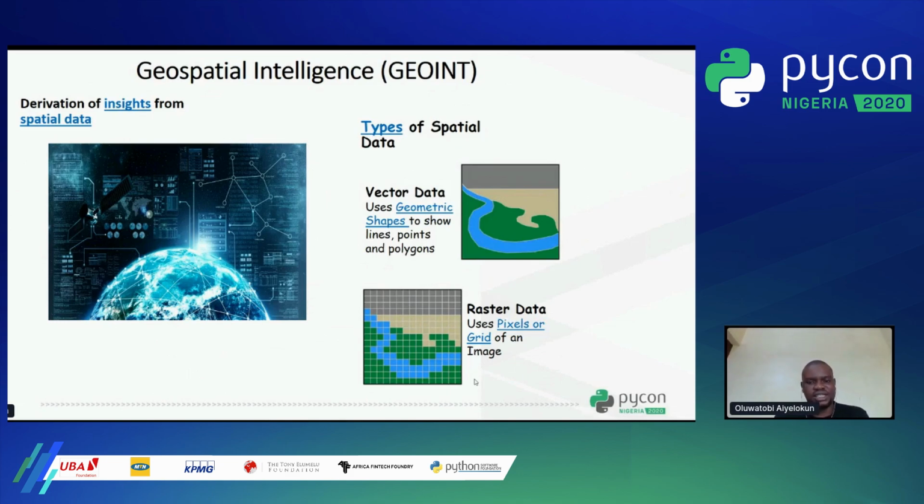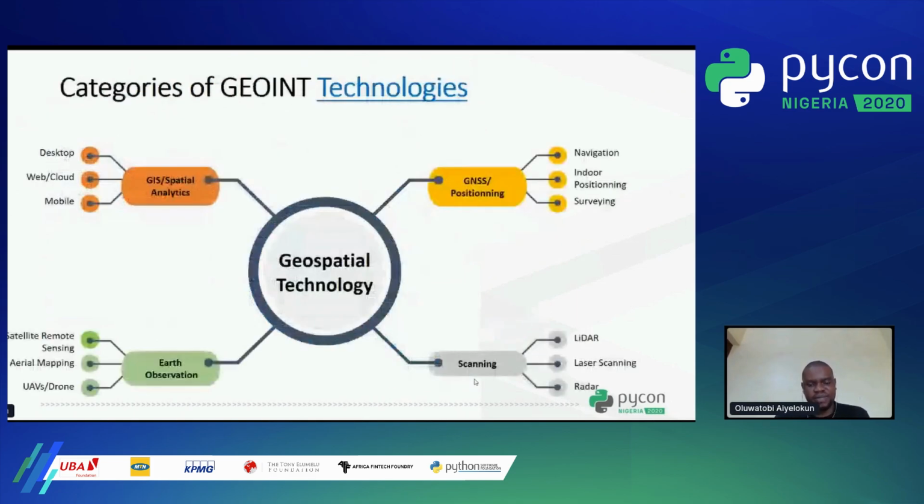And then the other model is the raster data, which has to do with pixels and grids. An example of this is satellite data, or your maps, your Google Earth Engine, your Google Maps. The tiles are represented with pixels. When you zoom in, later on you begin to see the boxes in form of pixels. Now these are the basic technologies around GeoInt.